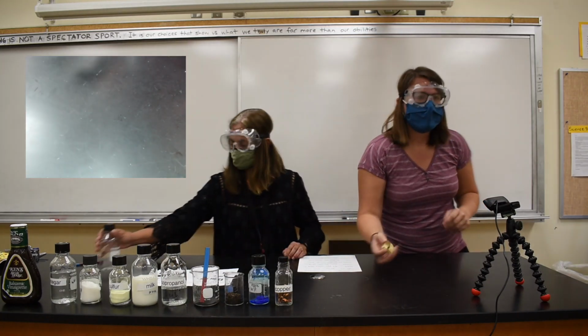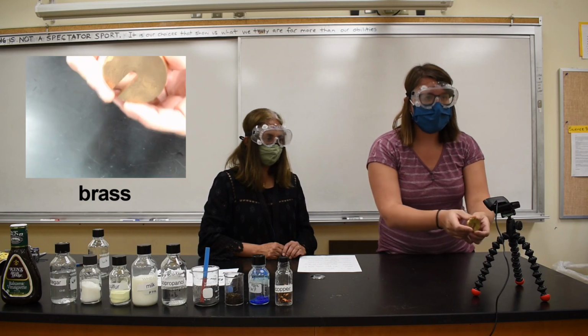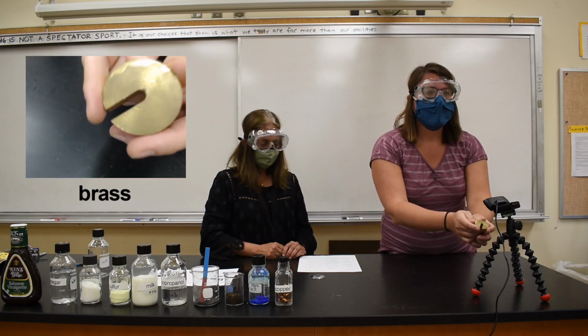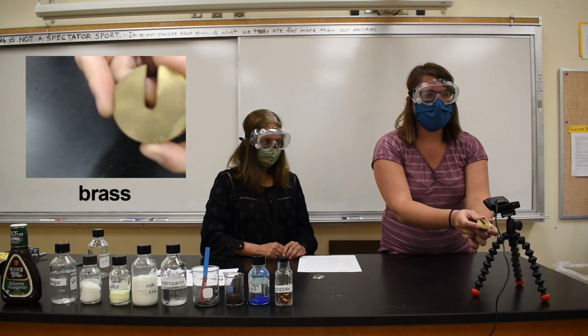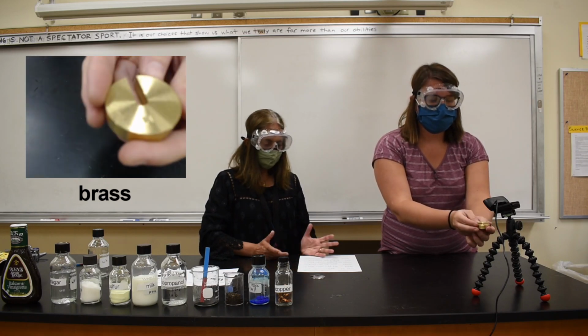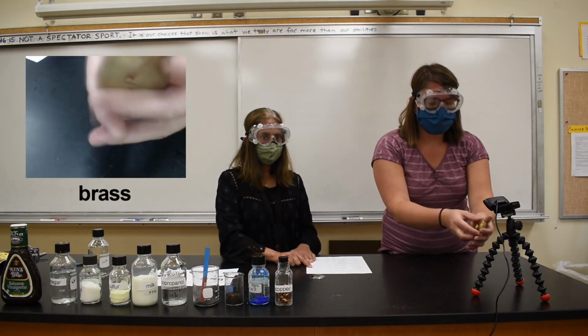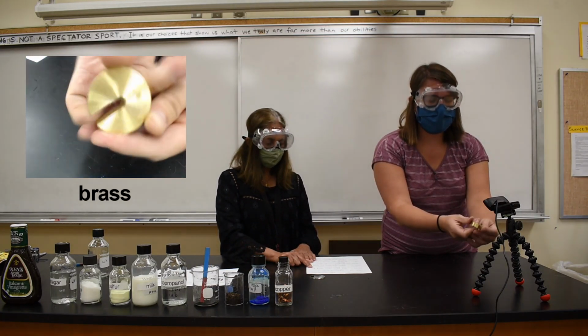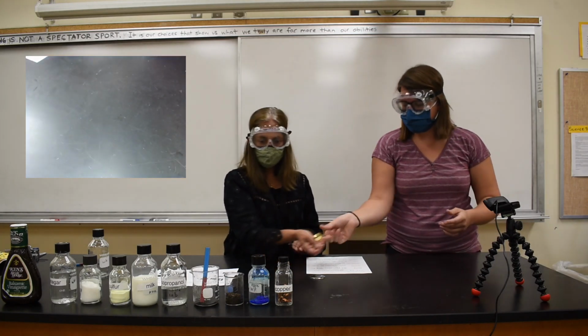Our second substance is brass. I'm going to show you that up close. This is a brass weight that we use in our lab when we need counterweights. It is a gold yellow color, as you can see. And it's a solid. This piece is round. It's maybe a little bit shiny. So yeah, brass.